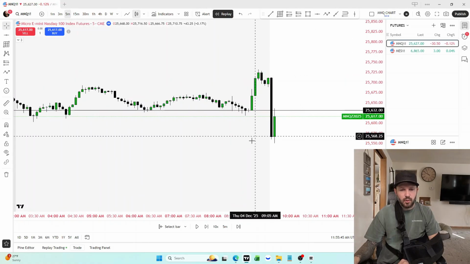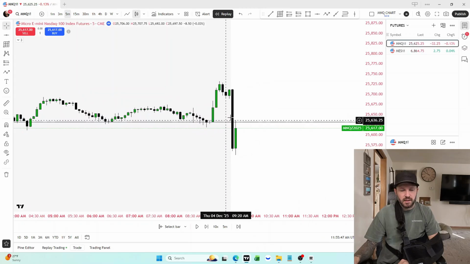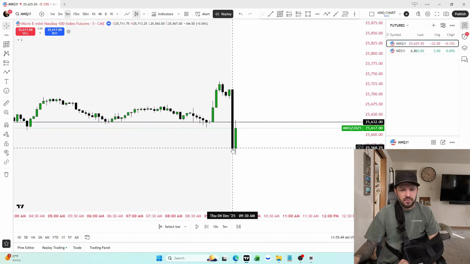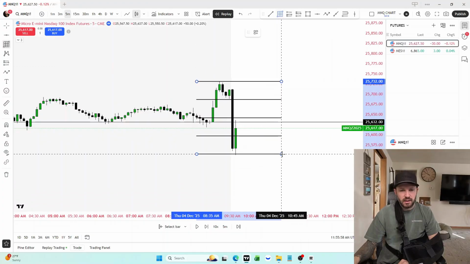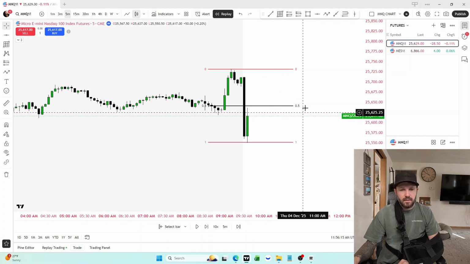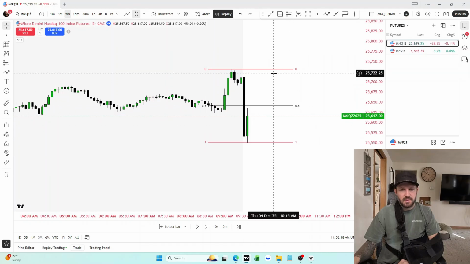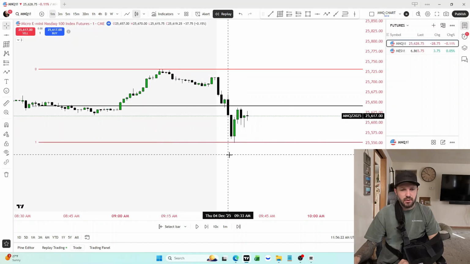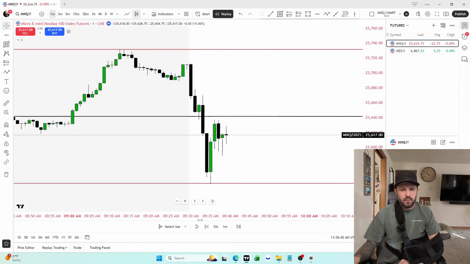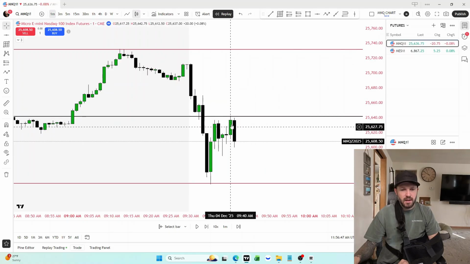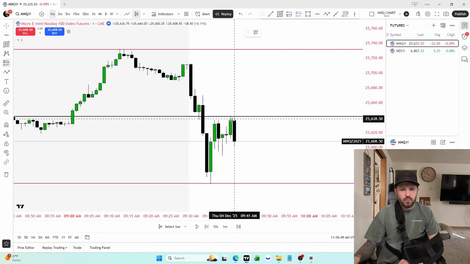But immediately at market open, we immediately have a market structure shift. We're now bearish on the 5 minute, and we also get a nice pullback to equilibrium. The black line would be 50% of this range. So after this, I scaled down to the 1 minute. We come up and we tap into equilibrium. And this is where I entered this morning.